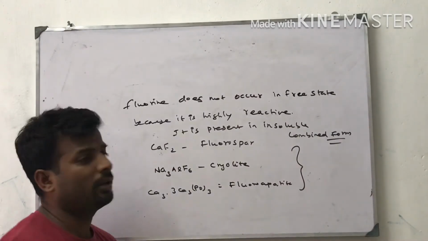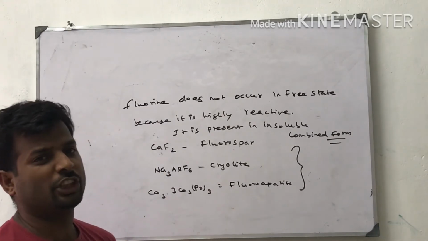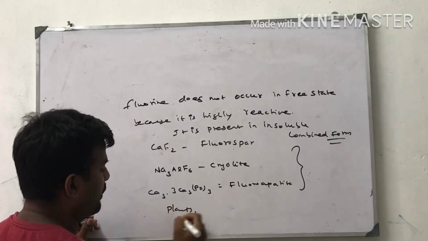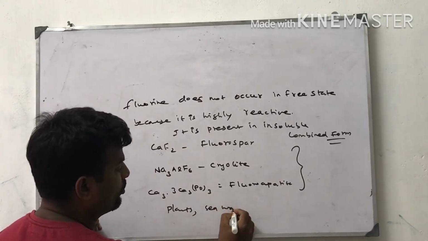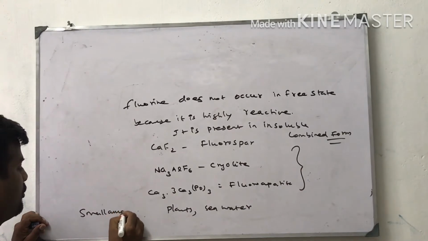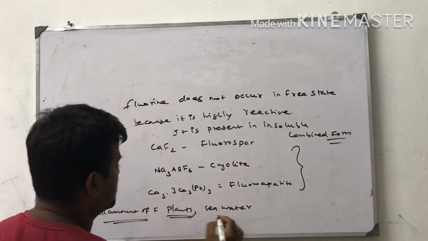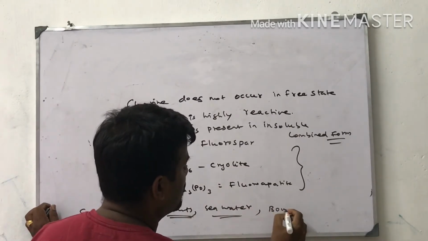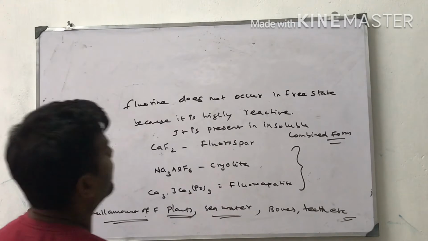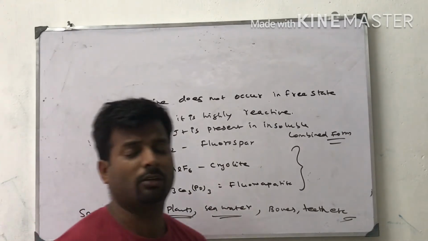So always, some amount of fluorine is present in plants, seawater, bones, teeth, and all those things. A small amount of fluorine is present in plants, seawater, bones, teeth, etc. So these are the things about fluorine. Fluorine is a very important, highly electronegative gas.